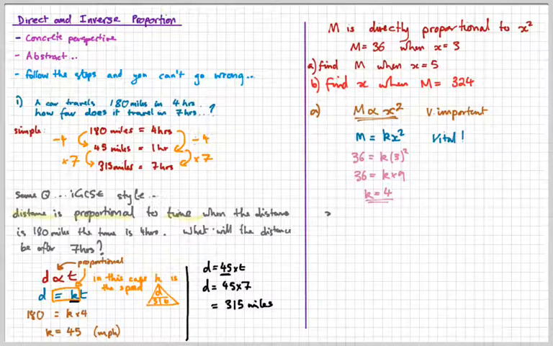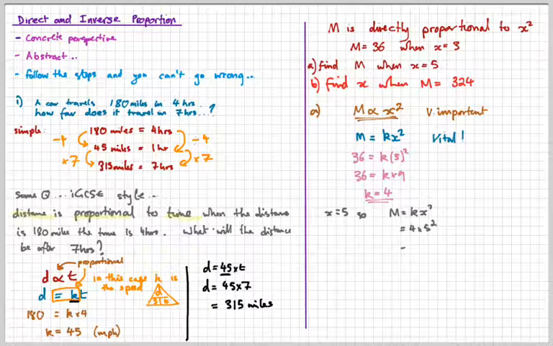So when x is equal to 5, we know m is equal to k times x squared, but we know k is 4, so m is equal to 4 times x squared. X is 5, so this is 4 times 5 squared. 4 times 5 squared is 4 times 25, which is 100. So when x is equal to 5, m is equal to 100. So that answers part A.